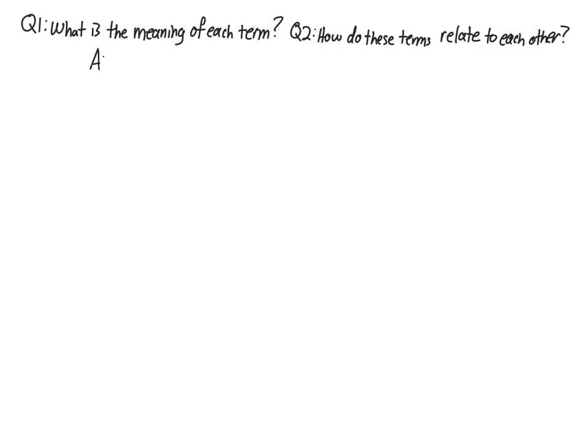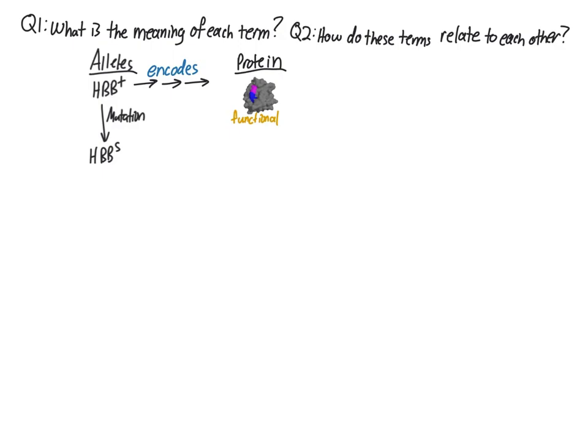So we have two alleles of our HBB gene, HBB plus, and then through a mutation, a second allele we've called HBBS. The HBB plus allele encodes normal beta globin protein, which is fully functional. The HBBS allele encodes an altered version of this protein, which has altered function.